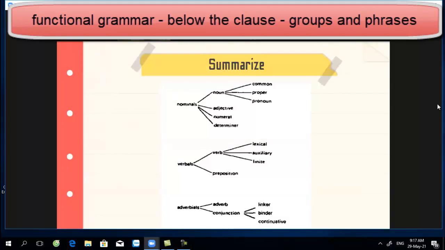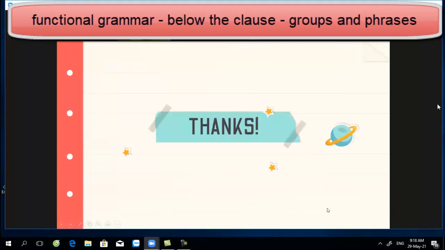To summarize our presentation today, we talked about the nominals. The nominals include the noun, which may be common, proper, or pronoun, and also the adjective, numeral, and determiner. Let's talk about the verbals. The verbals include the verb, which has lexical verbs, and also auxiliary and finite verbs. Verbals also have prepositions, which may have post-modifiers and pre-modifiers. And adverbials are the adverbs and the conjunctions. The conjunctions can be the linker, the binder, and the continuative. So that's all for our group's presentation.